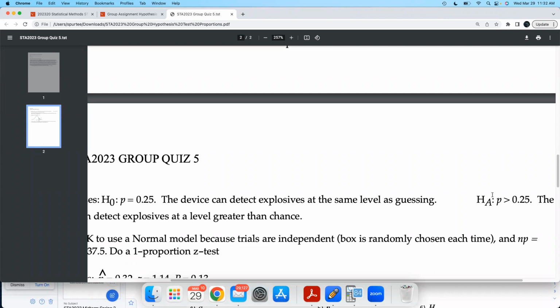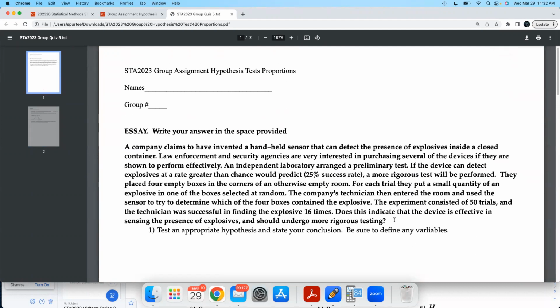Another way of saying that would be, we don't have strong evidence that this thing isn't just guessing. So it doesn't work. I'm telling you the answer, the machine don't work. It ain't finding the bombs better than guessing. So we're not going to pump any more money into it. So make sure you go back and answer this question. I kind of just told you the answer.